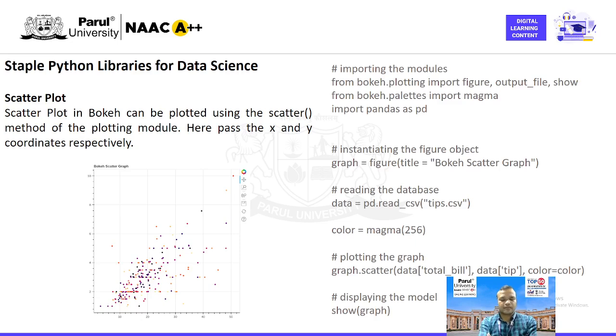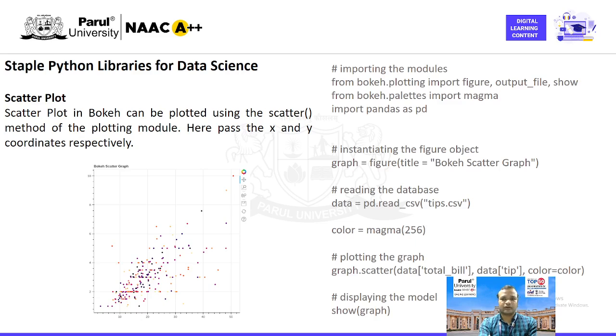Similarly, we can draw a scatter plot in Bokeh. A scatter plot in Bokeh can be plotted using the scatter method of the plotting module, passing the x and y coordinates respectively. Okay, you can see the scatter graph.